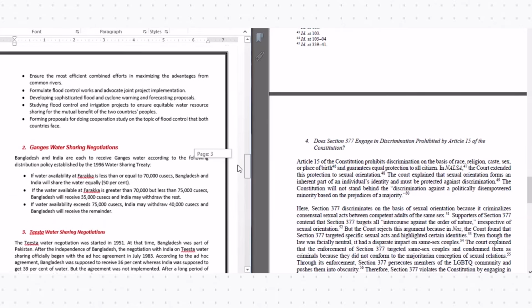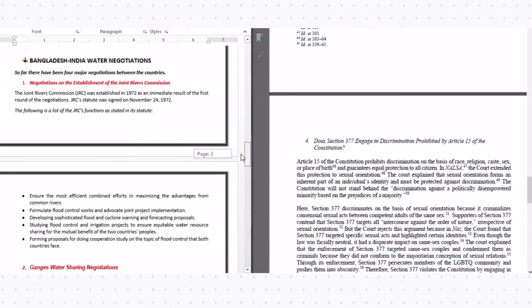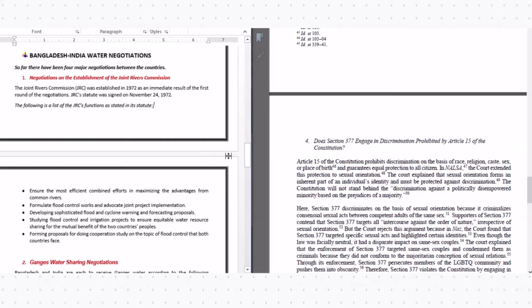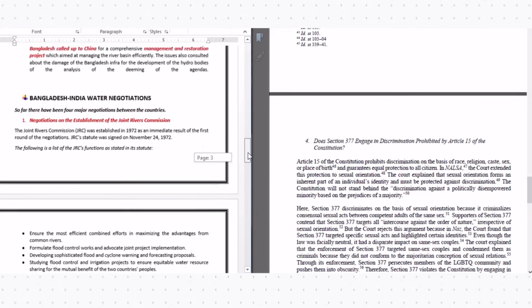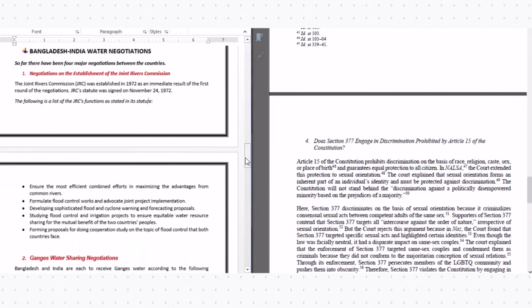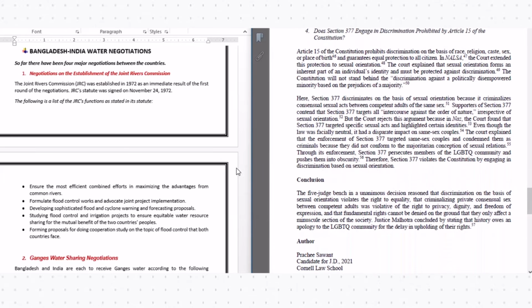Of course, it's a case brief, so you have to write down all the case briefs that were taken under the negotiations. For example, negotiation on the establishment of the Joint River Commission. This is what it was saying. So I have written all the points which were negotiated in that point, and it was in a very brief manner. As you can see, the bullets are literally of one line, one statement. So yes, this is what you can do.